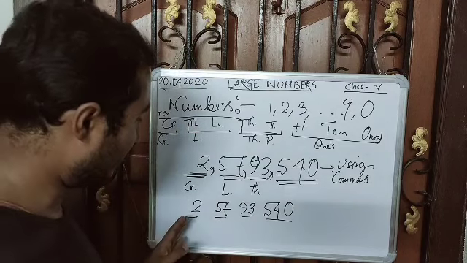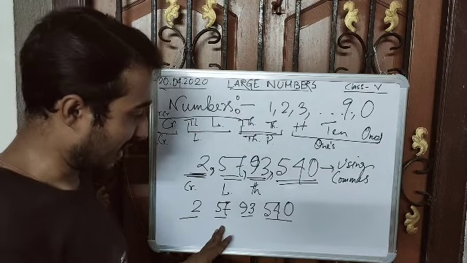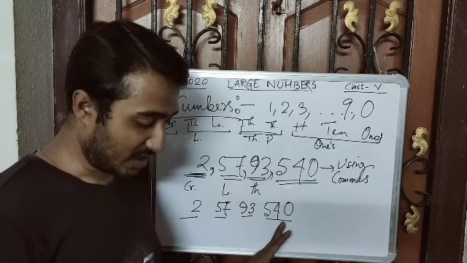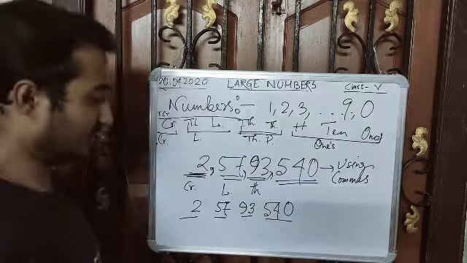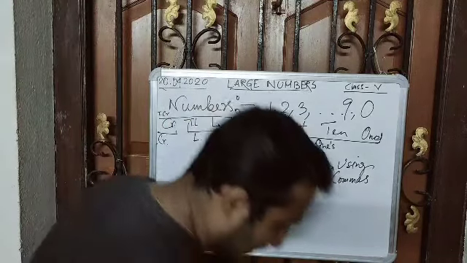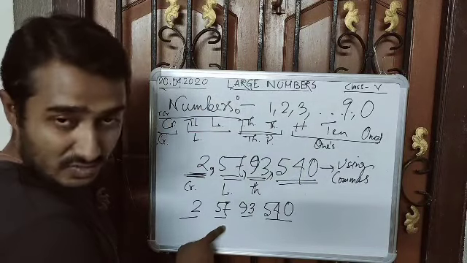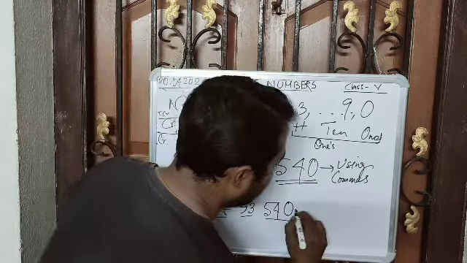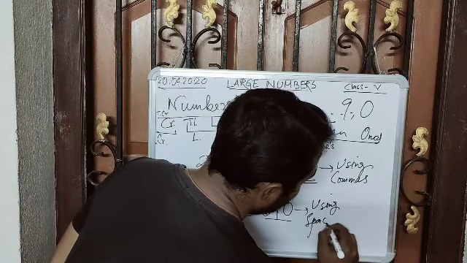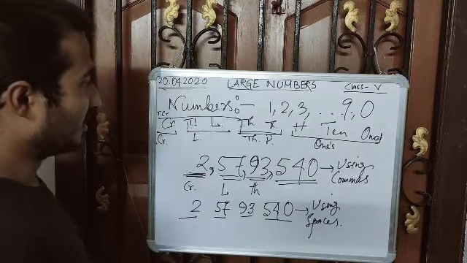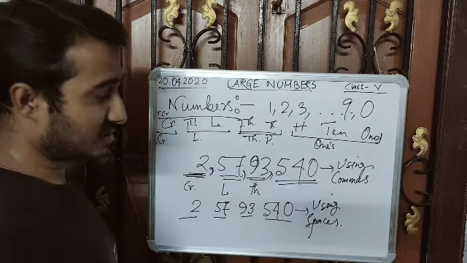The numbers are same here: 2 crore, 57 lakh, 93,540. Okay, so this way we can write a number using commas or using spaces.